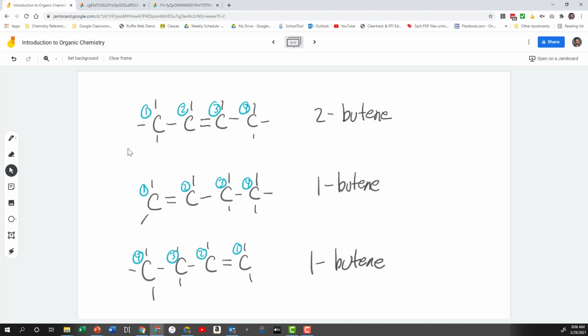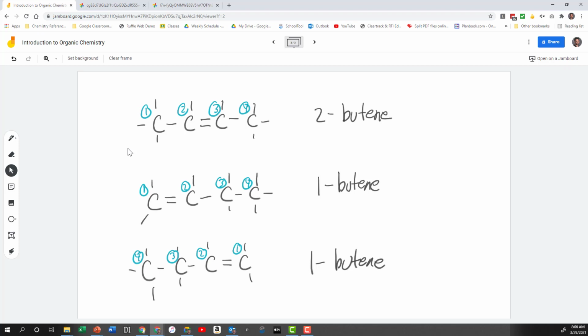Would 2 and 3 be the same, since when you turn it? Yes, so we would just call it 2-butene. There is no 3-butene and there's no 4-butene. It's only 1-butene and 2-butene. Would these be isomers? I guess they kind of would be. These are called isomers of each other because they have the same atoms, but a slightly different structure.